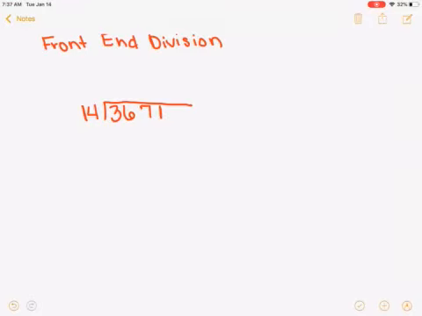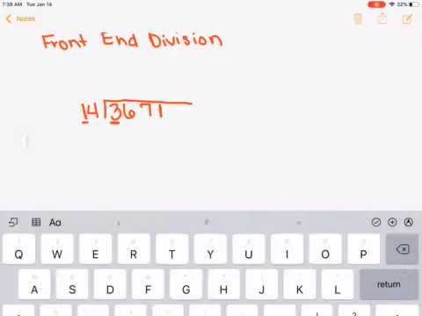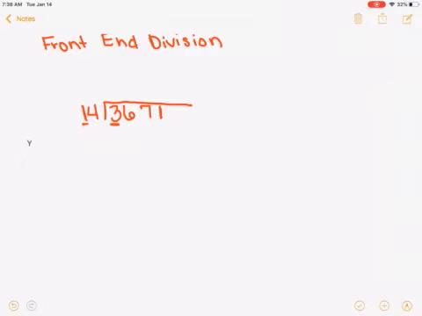So with front end division, we use the front digit of each number and see how many times that number can go into their front digit to help us figure out how many times that number may go into the number as a whole. Okay. So I have a 1 and a 3. Well, I might say that my 1 goes into 3 times. So maybe this 14 can go into 36 3 times. So let's step over here and do the problem.